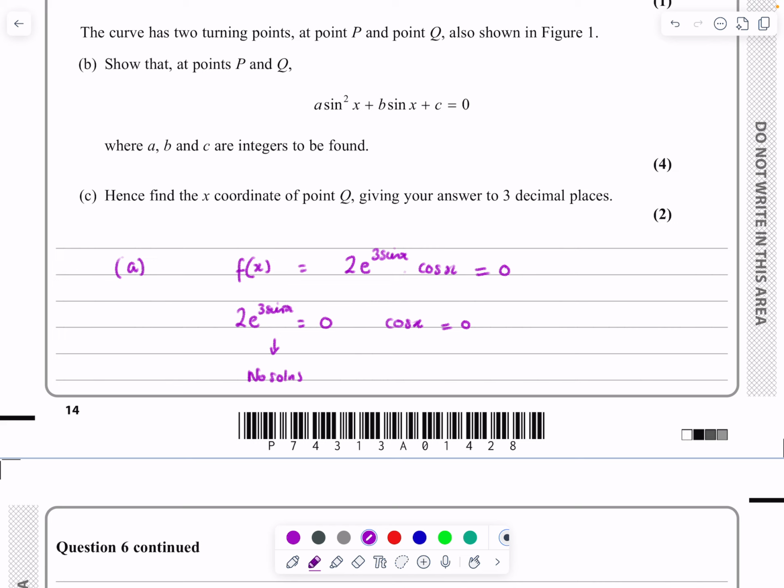So if cos x is equal to 0, you can do that again from a quick sketch. When is cos equal to 0? Cos looks like that, doesn't it? And these values here are pi over 2 and 3 pi over 2. I'm not going to include any of that in the work. We're just going to say x equals pi over 2 or 3 pi over 2.